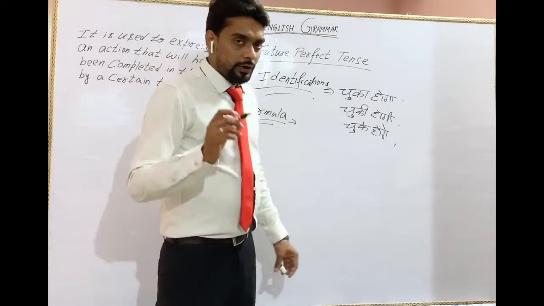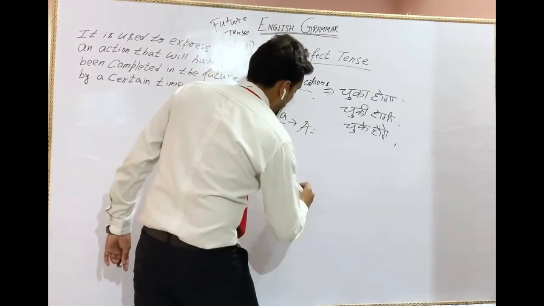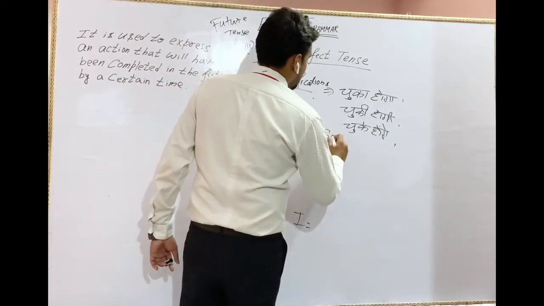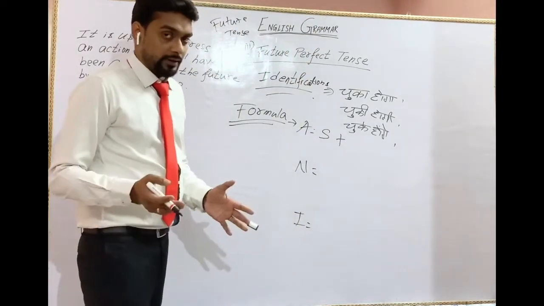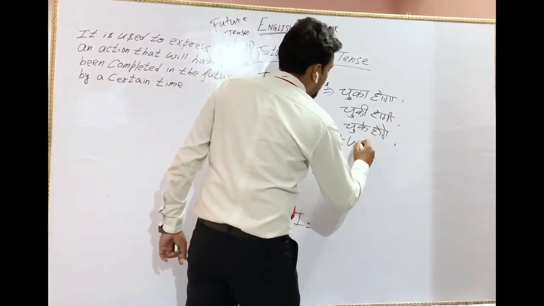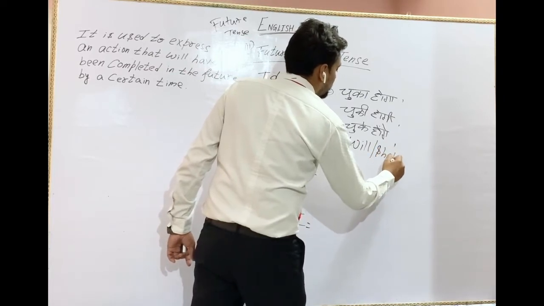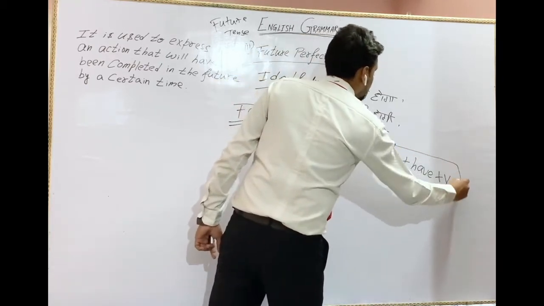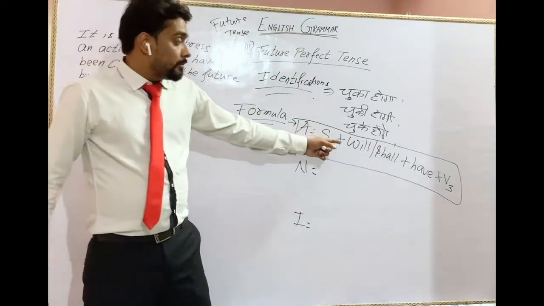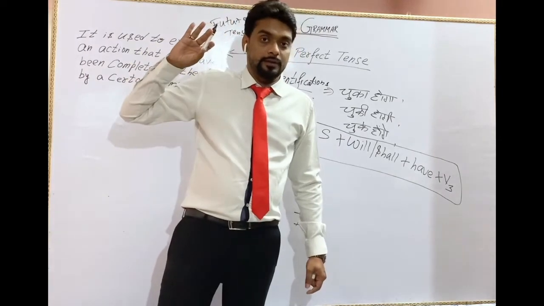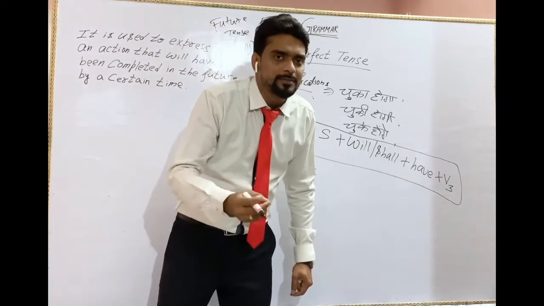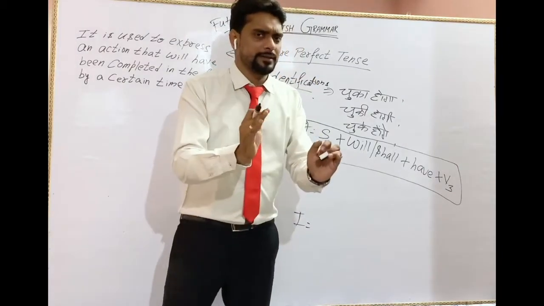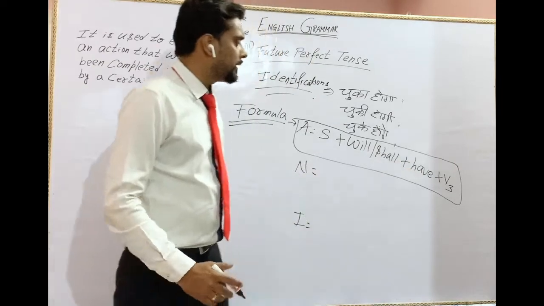In the formula of future perfect tense, affirmative, negative and interrogative. So in affirmative, subject plus, again the same thing, will or shall, plus have plus V3. Remember, have will be in every place. Don't think that we will be using has sometimes and sometimes have. No, there will be no has at all. You have to put have in every place. Okay, so subject plus will or shall plus have plus V3.